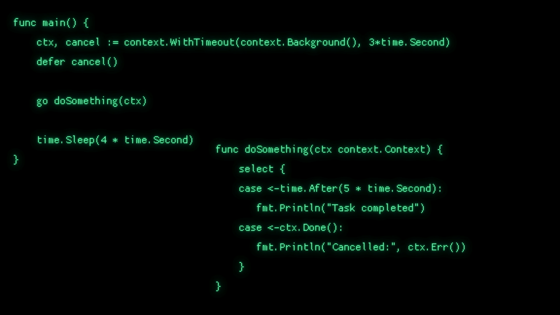Let's start by creating a simple context and passing it into a function. In this example, we use context.WithTimeout to create a context that automatically cancels after 3 seconds. The DoSomething function simulates a task that takes 5 seconds. If the task isn't completed before the context times out, it cancels the operation and prints a cancellation message.